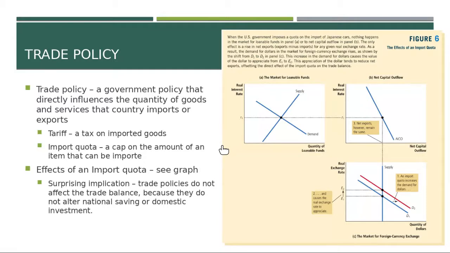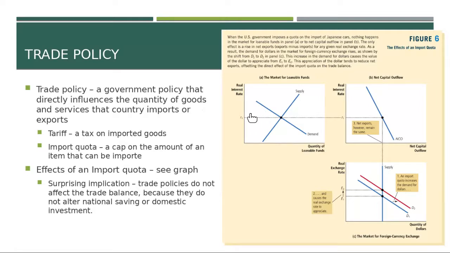Now, the effects of an import quota we can model on the right to see a graph, and it's going to show us a surprising implication. And that surprising implication is that trade policies do not affect the trade balance because they do not alter national saving or domestic investment.